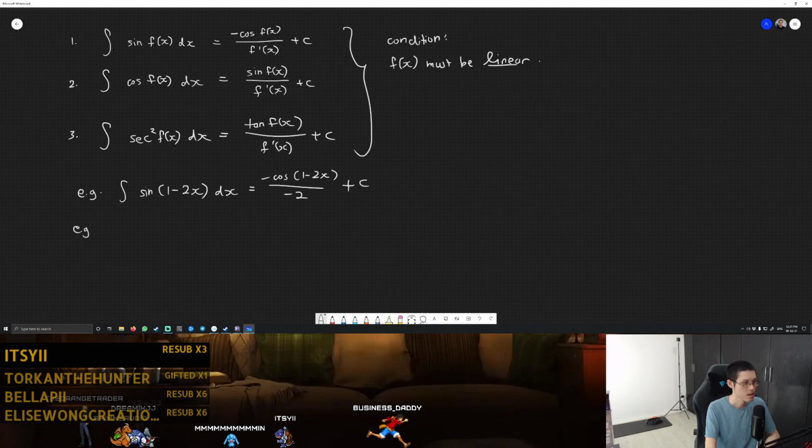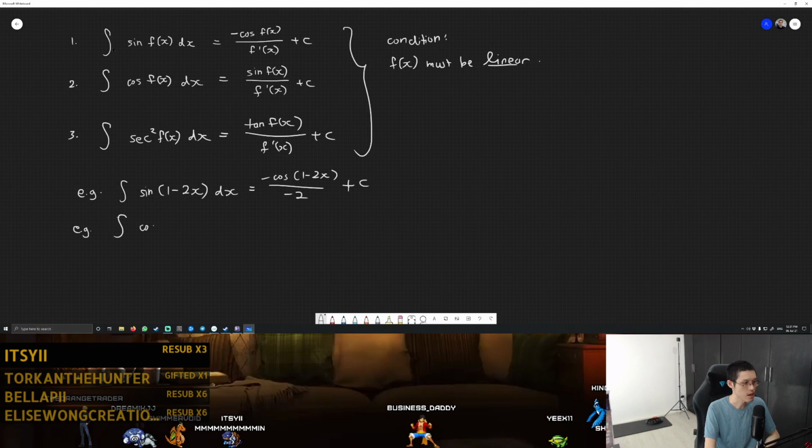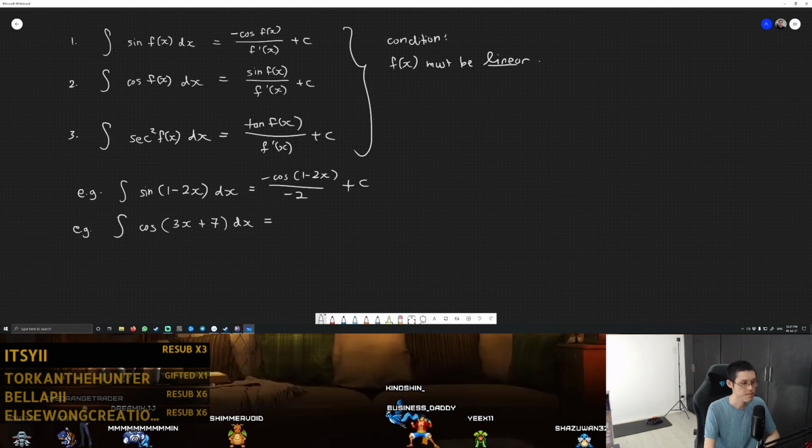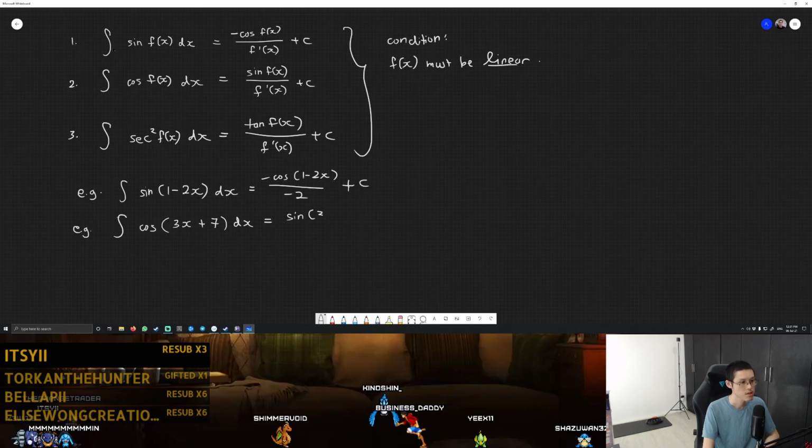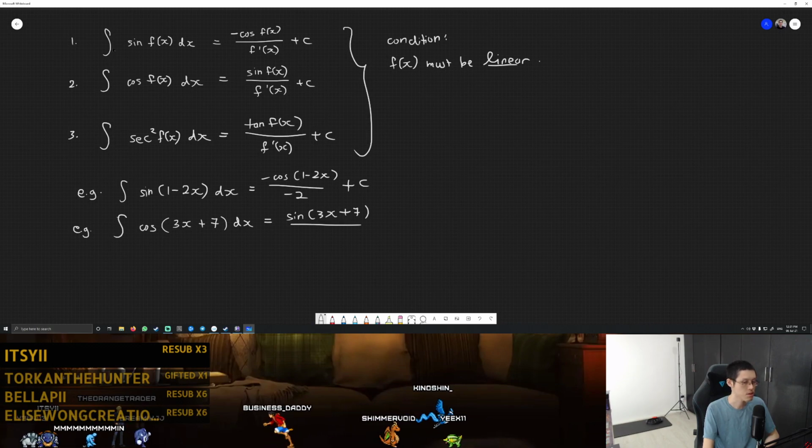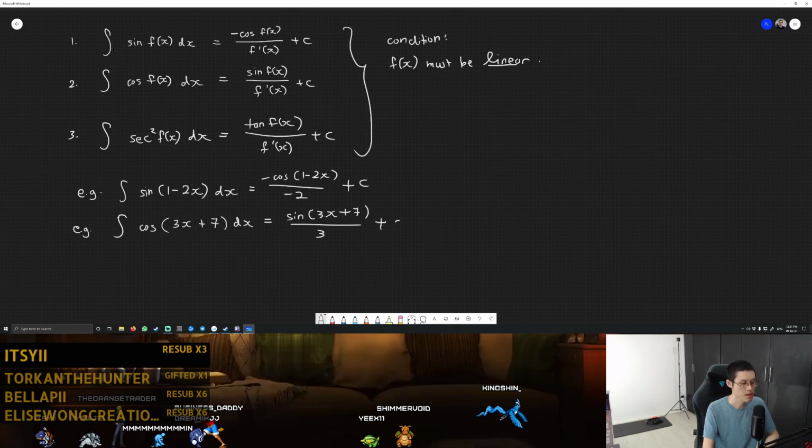Another example. Let's say I integrate cos (3x plus 7) dx. What are we going to get? We're going to get sine (3x plus 7), and then we differentiate 3x plus 7. That's going to give us 3. So I'm going to put 3 down here, and done.